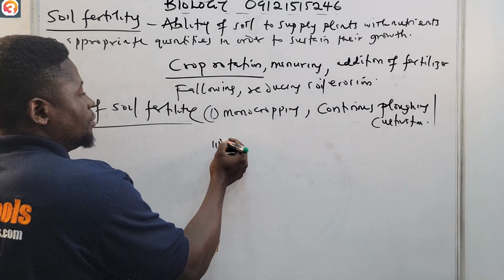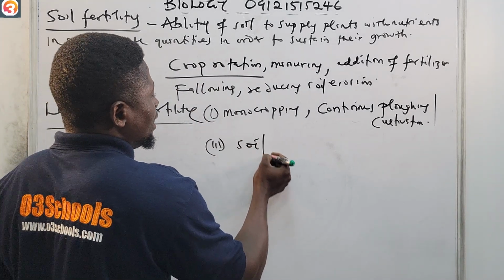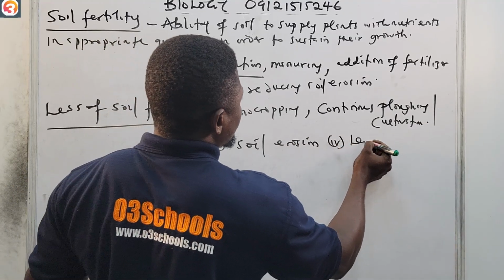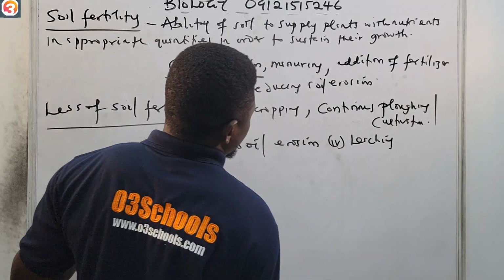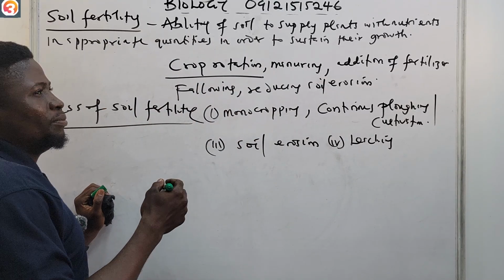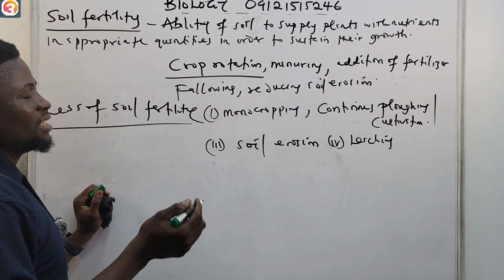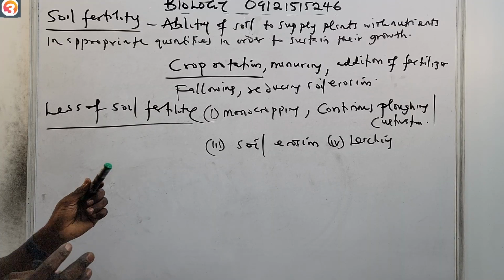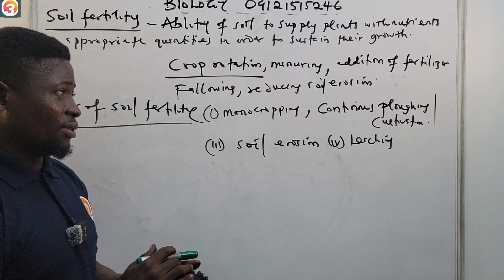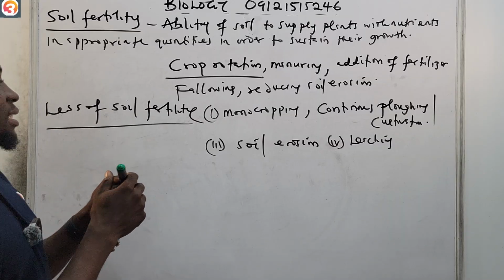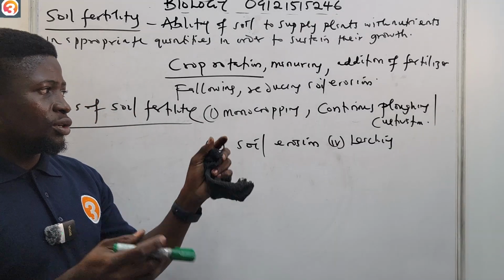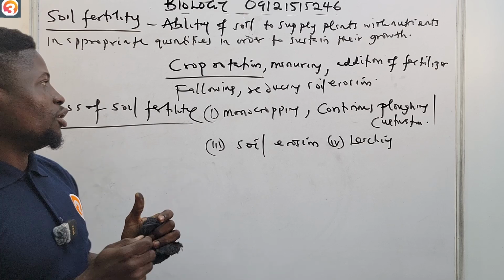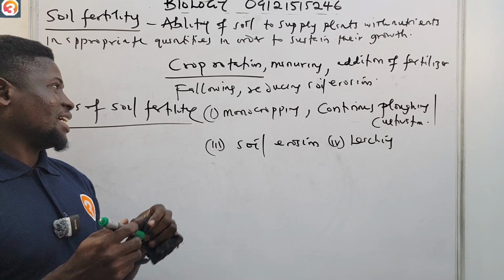Then number 3, soil erosion, then even leaching, then crop removal from soil. All of this can lead to loss of soil fertility. Please take note of all of these. They are very, very important. So, loss of soil fertility: monocropping, continuous plowing or cultivation, soil erosion, leaching. They are all ways that the soil can lose its fertility.